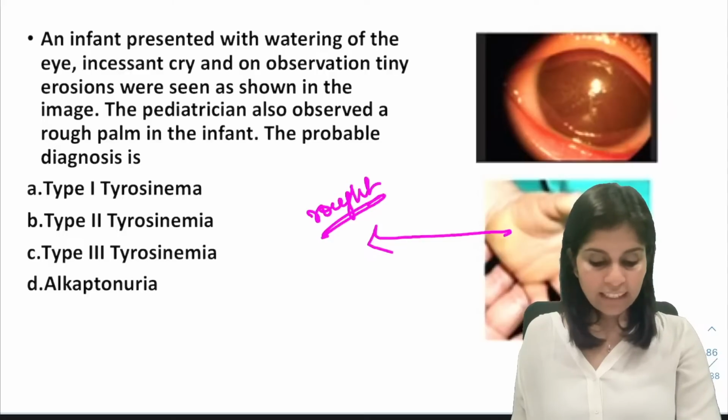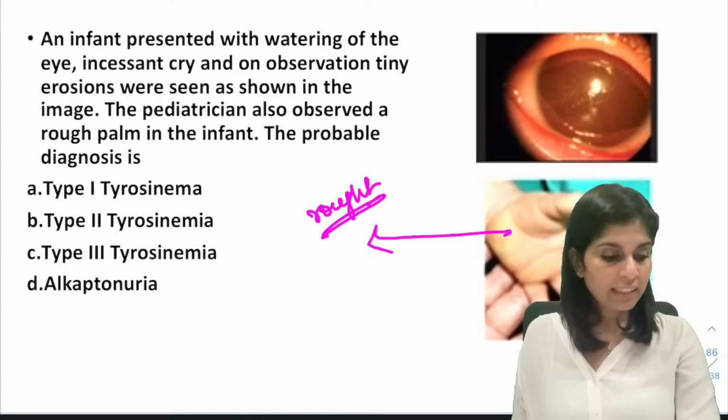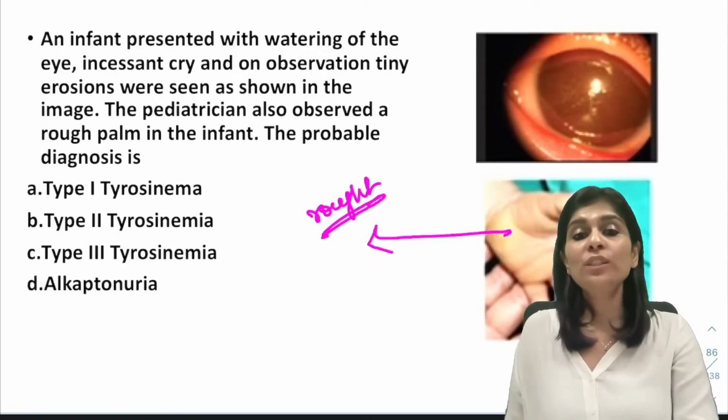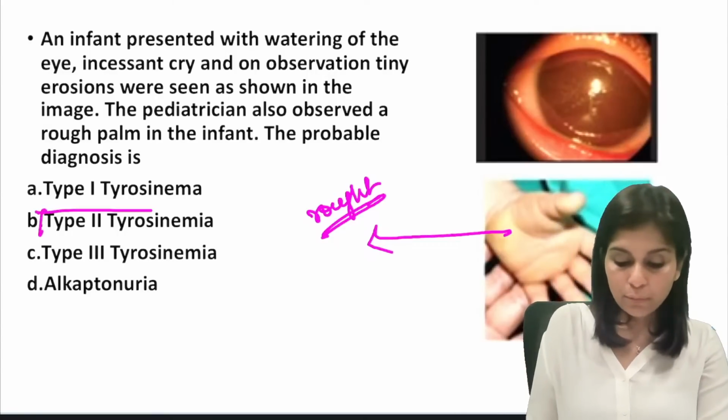Some of you are answering it as type 2, some of you are answering it as type 3. So what is the right answer here? The right answer here is type 2 tyrosinemia.